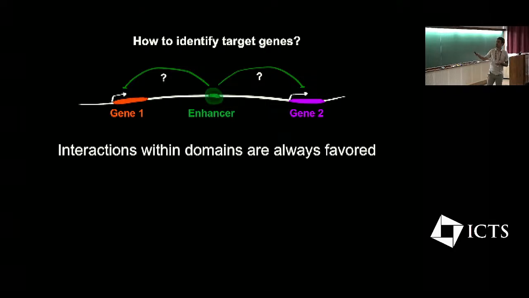Now, just to end, this is the last slide. If I lost you throughout the presentation, but if you're interested in finding target genes, that's where nuclear organization is at its best. One take-home message, or two take-home messages that I want you to take with you is that interactions within domains will always be favored. So if you find an enhancer, you're trying to understand which genes are perhaps regulated by this enhancer, always think that interactions within the domain will be favored.